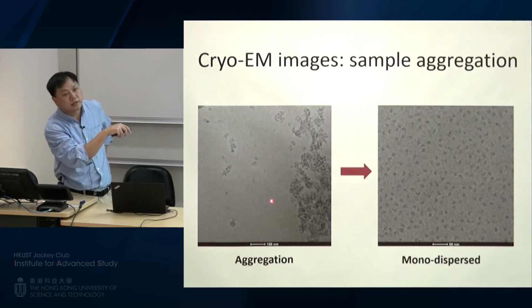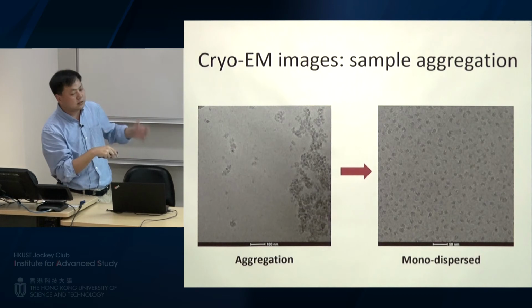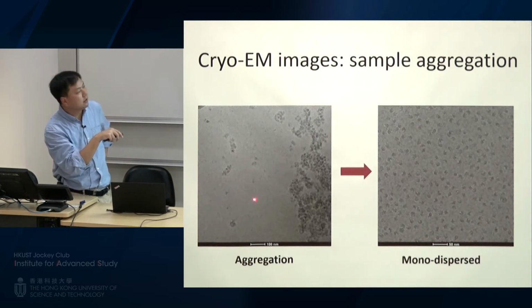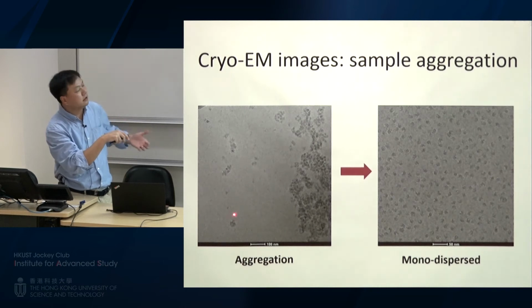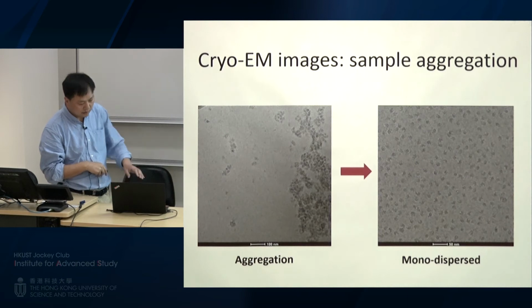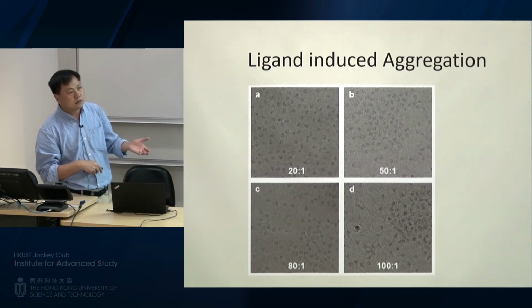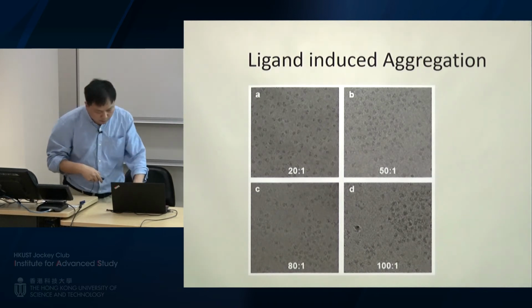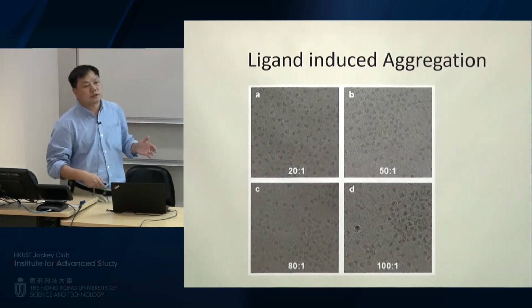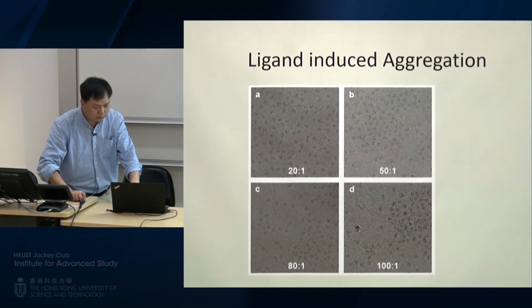And often we get sample aggregation. Certain samples tend to stay in clusters, or they will stay at the edge of a hole instead of in the middle of a hole. This could be very painful because it will first waste most of your sample, and then you cannot find a good area for taking pictures. In other cases, if we want to study the structure of a complex between several different components, the major components are okay, but once you add a new component, you get aggregation. So the problem is that the current device we use for freezing samples is very hard to control, and it brings a lot of trouble.